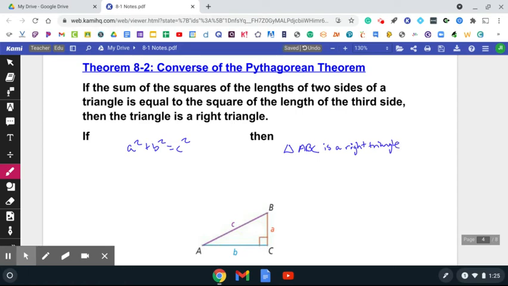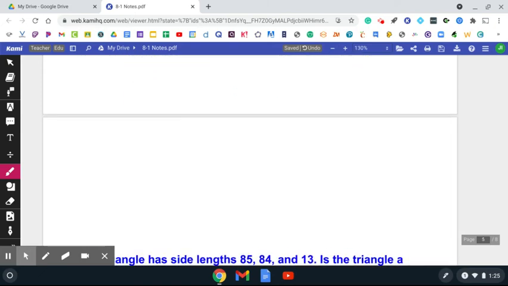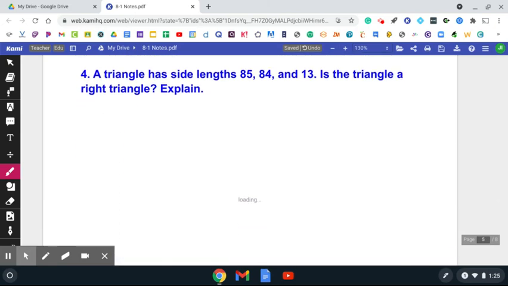So they'll give you side lengths and then just ask you to decide whether it works in the Pythagorean theorem or not. Let's look at a problem like that. Number 4, it says a triangle has side lengths 85, 84, and 13. Is the triangle a right triangle?